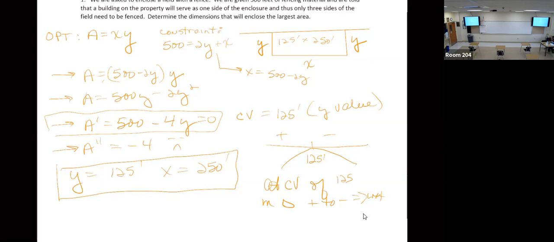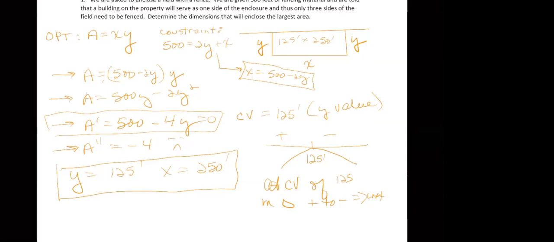Take your y equals 125 and plug it back into this constraint equation to get your x value of 250. They ask for the dimensions that will maximize the area given the constraints of the fencing, and those are going to be 125 feet by 250 feet. So how does my work compare with what you were thinking?